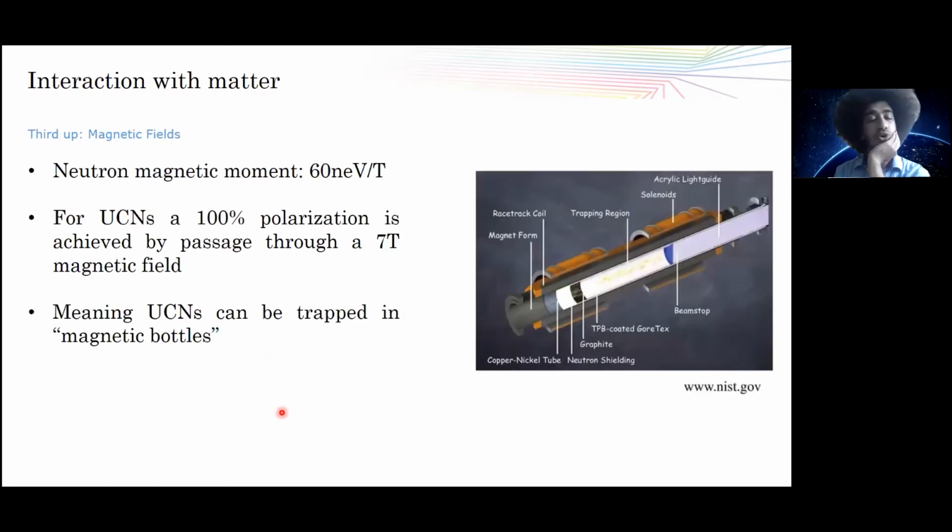The third force that I mentioned briefly is the magnetic interaction. Since the neutron has a magnetic moment and a spin, you can use magnetic fields to polarize these neutrons. If you want to achieve 100% polarization, you put them through a 7 Tesla magnetic field. And instead of trapping them in a material bottle, you end up trapping them in what's known as a magnetic bottle.